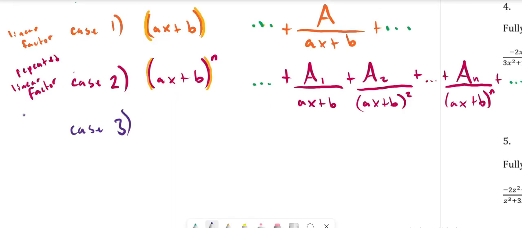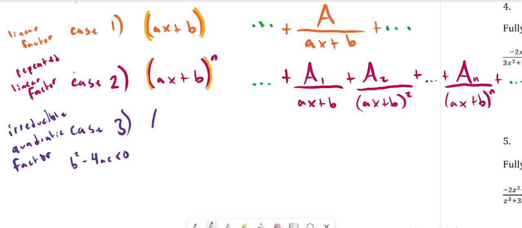Case 3 has to do with something called an irreducible quadratic factor. We've discussed how if the discriminant in the quadratic equation is negative, we're going to have two complex roots. And those two complex roots, if we were to write them in their factored form and then expand that, we would get something of the form ax squared plus bx plus c, where our discriminant was negative.